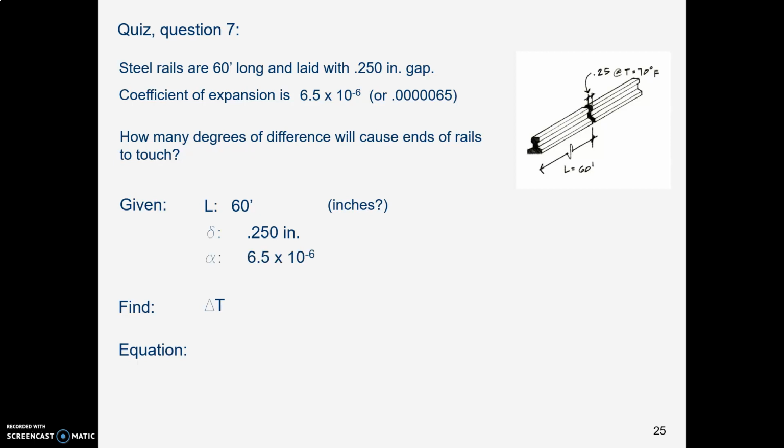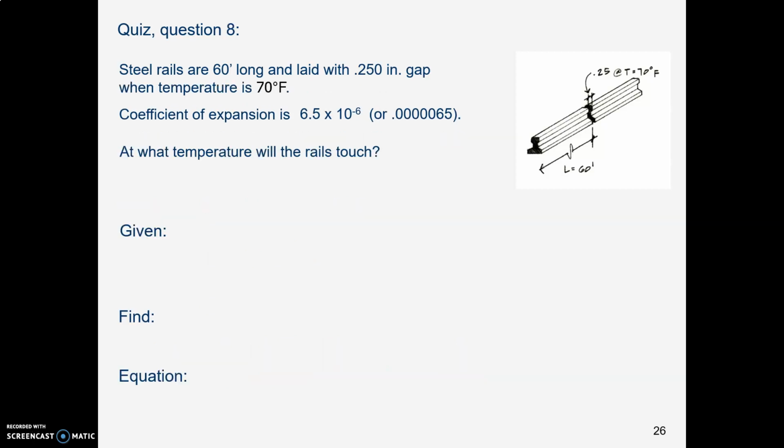And we've got the coefficient of expansion. So here's our thermal expansion equation, but let's rearrange the terms because we're looking for this term, delta T. If we want that term by itself, let's divide both sides by coefficient times length. The coefficient times length cancels out, and we're left with deformation divided by coefficient times length gives us delta T. And now you can just plug those into your calculator.